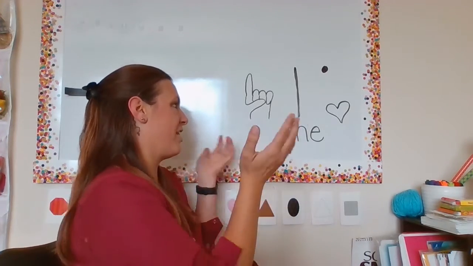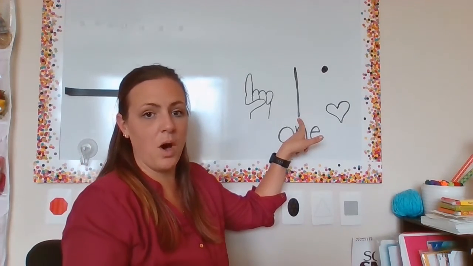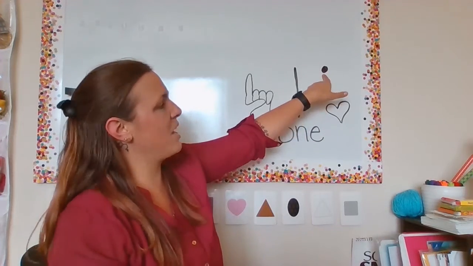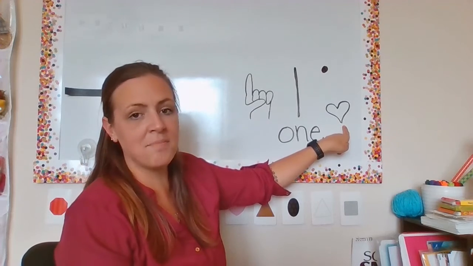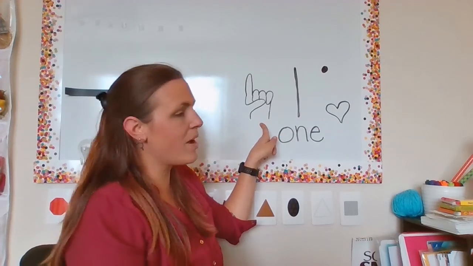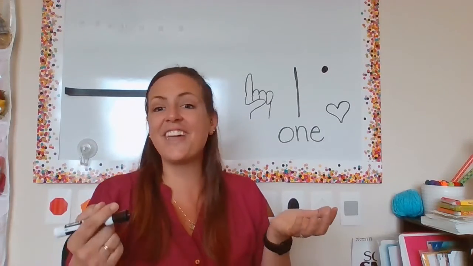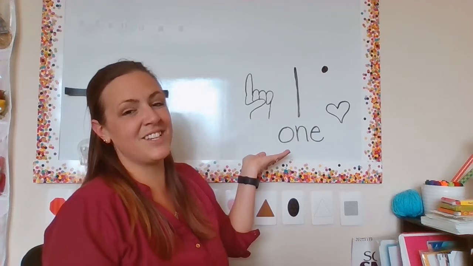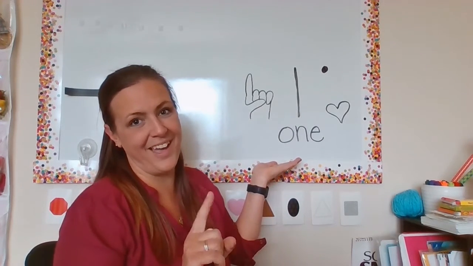But the ways that we are going to work on in the classroom is writing the number 1, straight line down, drawing 1 dot, drawing 1 object, and showing me 1 on your hand. And eventually we'll get to do all of the numbers like this. But today we're going to do only all about the number 1.